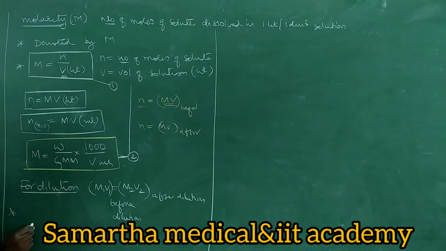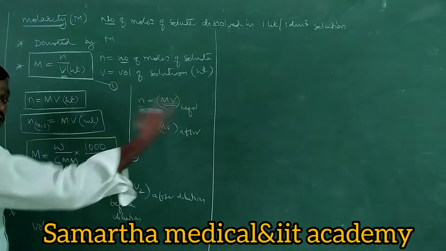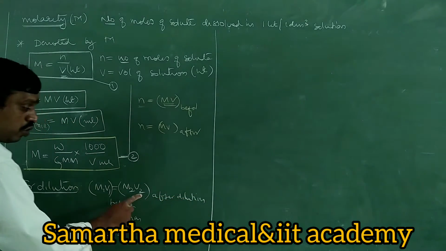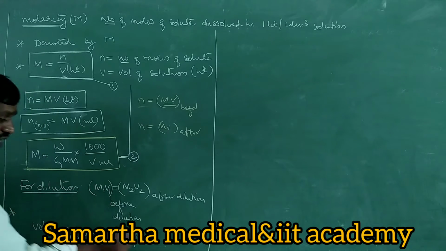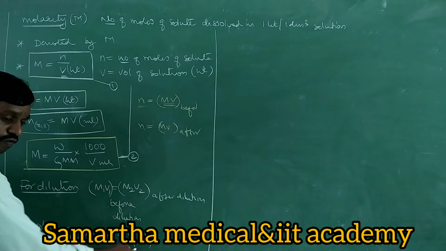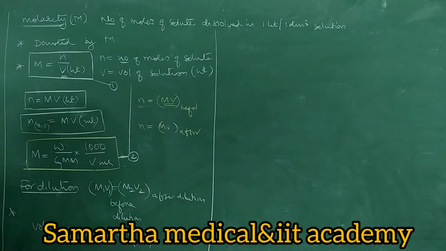But we want the volume of water added. How do you calculate it? From M1 V1 by M2 we get V2, and then V2 minus V1, where V2 is the total volume of the solution after adding water. Take the total volume of solution after adding minus before adding, which is equal to the volume of water added. Therefore, volume of water added equals V2 minus V1, where V2 is the total volume of the solution after dilution and V1 is before dilution.